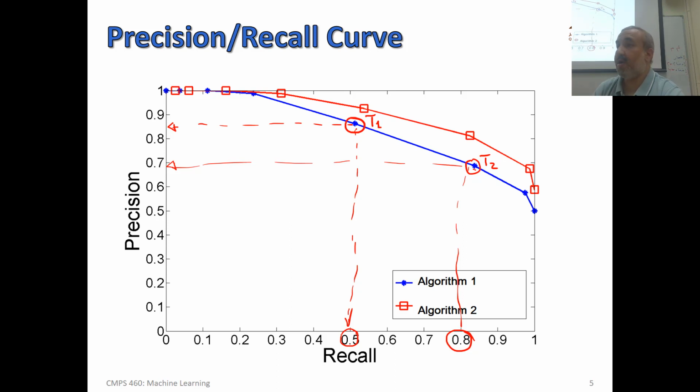The red one. Why? Because when we have a higher recall, we also have higher precision. Yes, because it's above the other one, right? Above means it's always higher recall, higher precision. Okay? So we can look at the curves and say, yes, one curve is always above the other, then of course it is better.